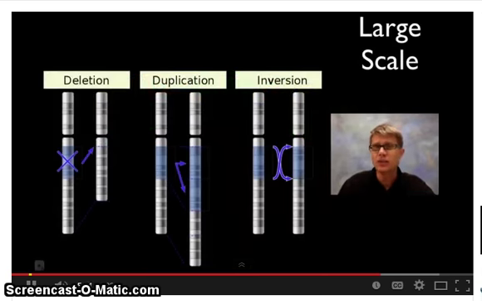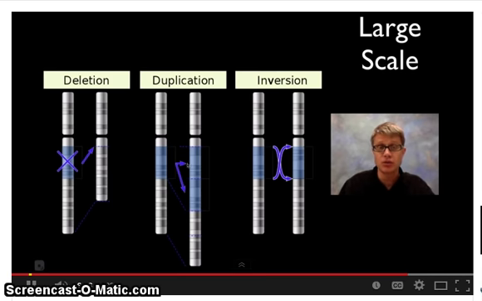Now we can also have major changes or large-scale changes. And so this could occur during mitosis, it could occur during meiosis, but basically what we're doing is instead of losing one letter that could affect one gene, we could lose big portions of the chromosome and all the genes that are found within that. And so this would be a deletion where we're missing this huge chunk of the chromosome, which can be hundreds if not thousands of genes.